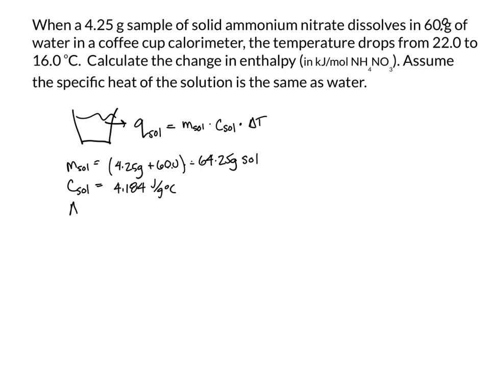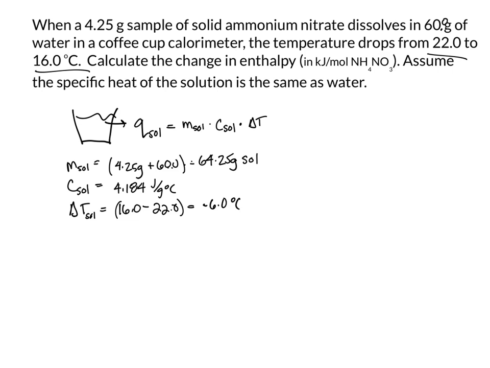And of course our delta T of our solution is going to be calculated by taking the difference between the final and initial temperatures. So our final temperature is 16 degrees and our initial temperature is 22, so 16 minus 22, that's going to give us negative 6.0 degrees C.